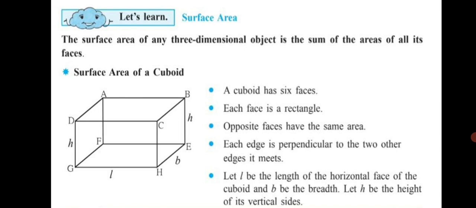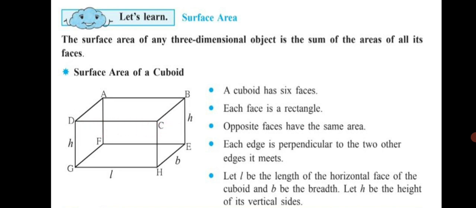The surface area of any three-dimensional object is the sum of the areas of all its faces. Let's learn about surface area of a cuboid. You can see the figure of a cuboid here. A cuboid has 6 faces. Each face is a rectangle. So you can see top and bottom are similar. The area is also same. Left and right side 2 more faces, and front and back. So this way we have altogether 6 faces in a cuboid and each face is a rectangle in shape and opposite faces have the same area.